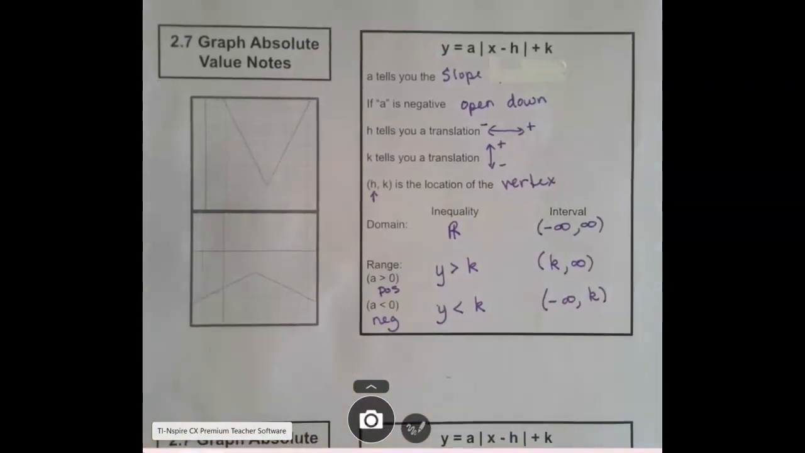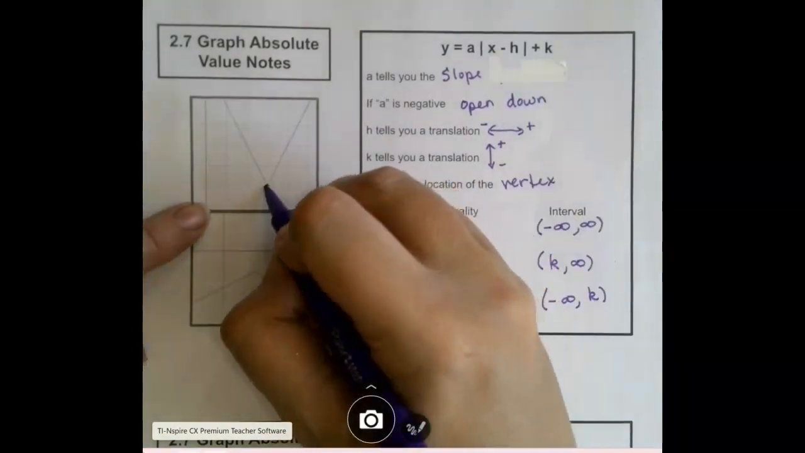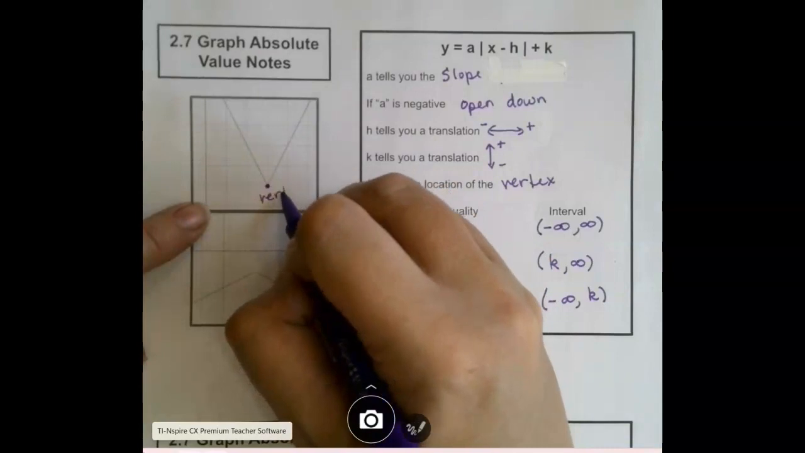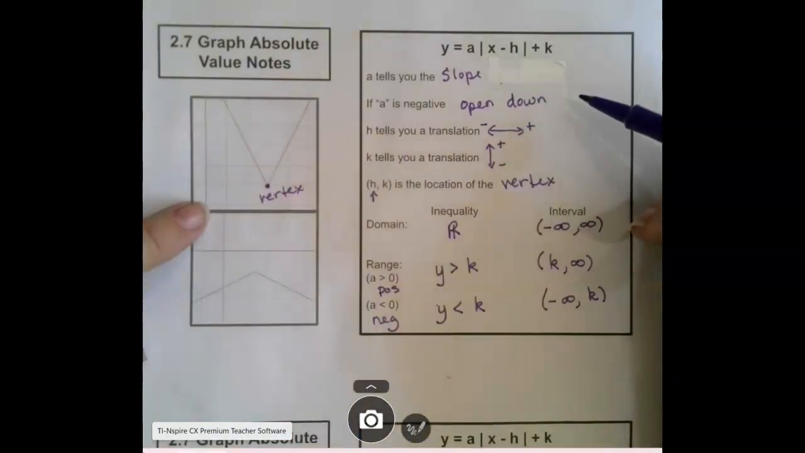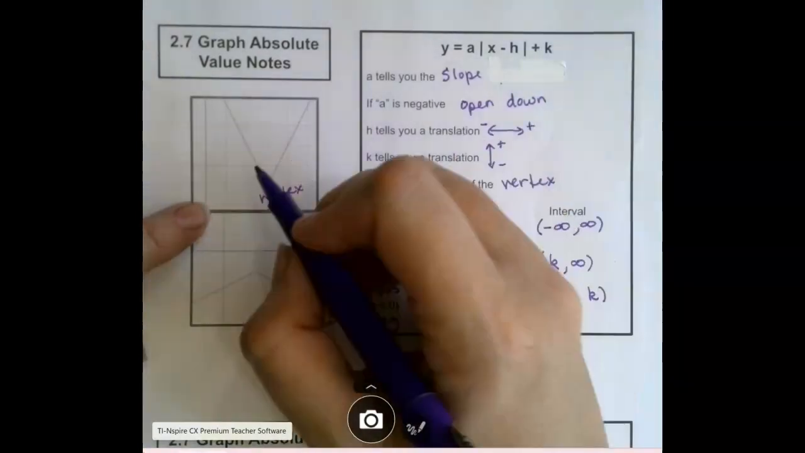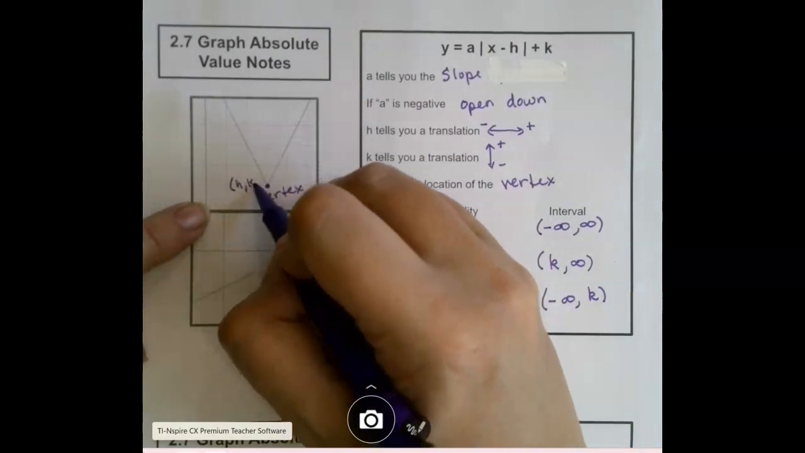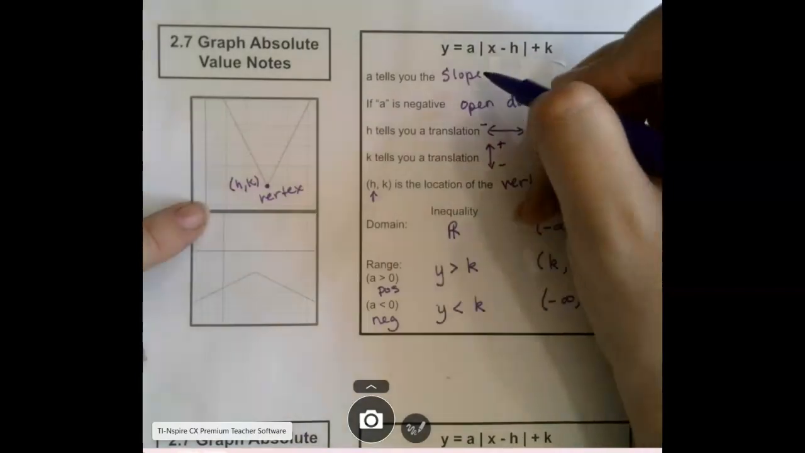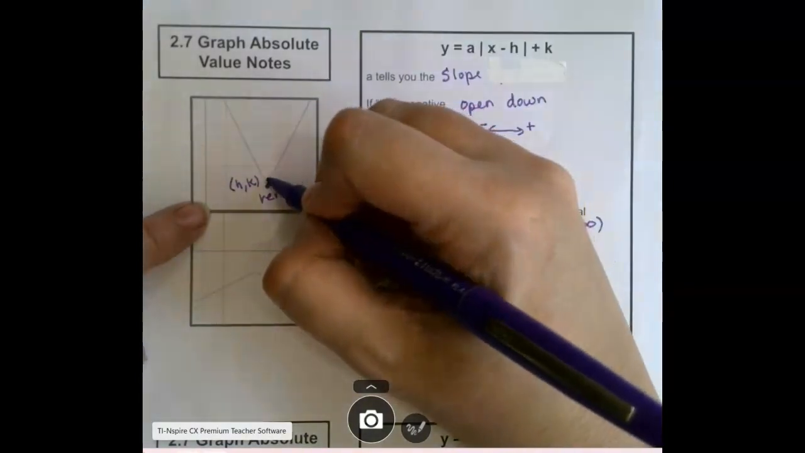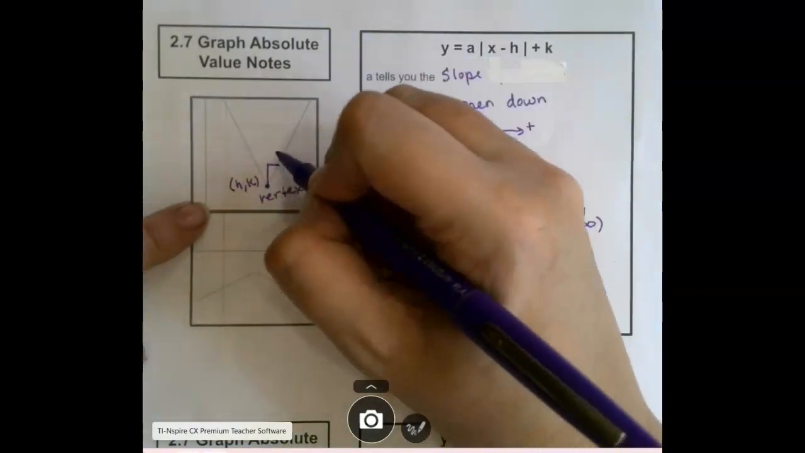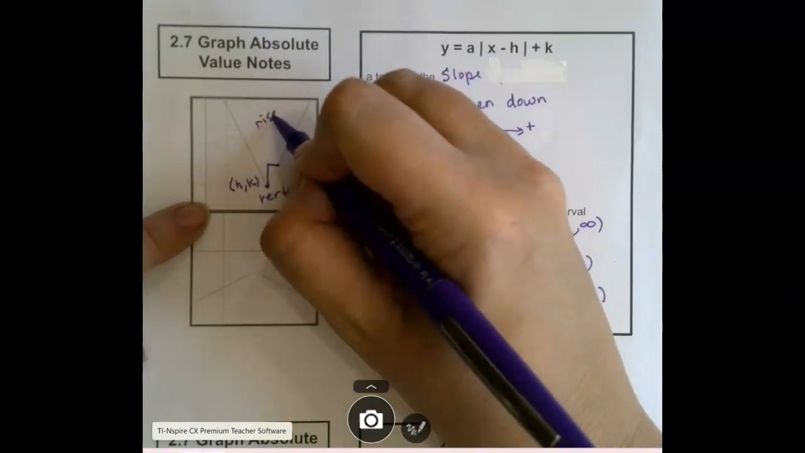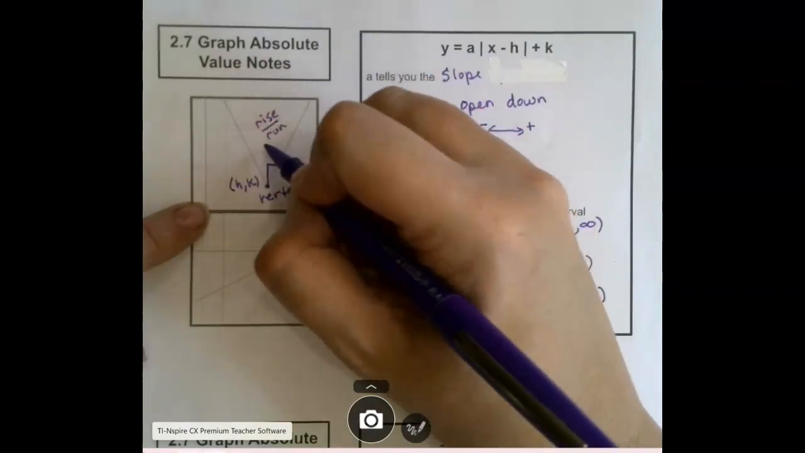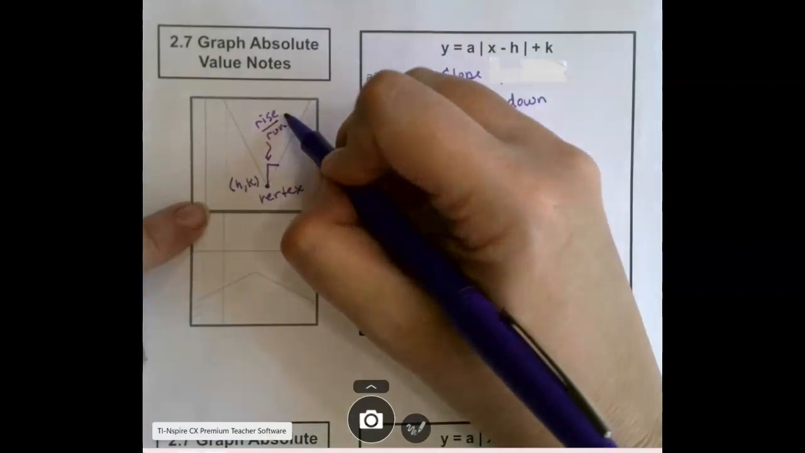So let's look at what this would look like on these two equations here. So this is my vertex. And what do we say the vertex was? The vertex is H and K. And my slope, whatever A is, tells me my slope here, rise over run of this part of the line equals A.